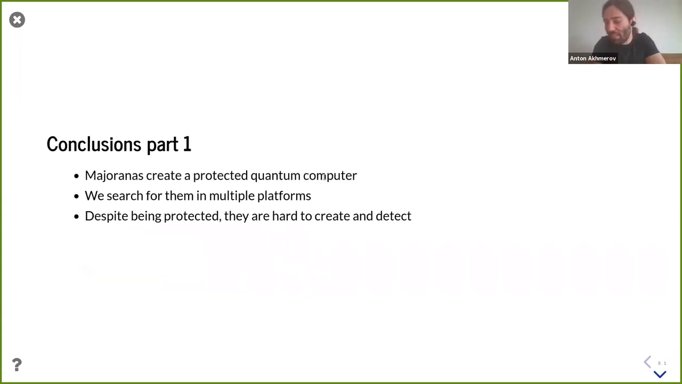With that, I think I have run quite a bit over time, but I should conclude part one. So first of all, I explained how to use Majoranas to create a protected quantum computer. I explained, and I'm happy to go into more detail, how to create Majoranas in different material platforms. And I also discussed a bit how to create and manipulate, how to detect Majoranas if you assume they are there in your system.